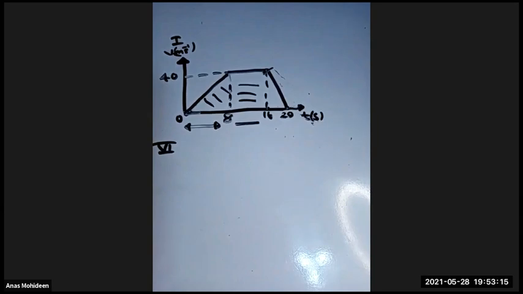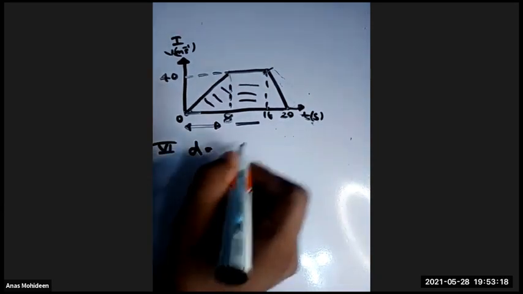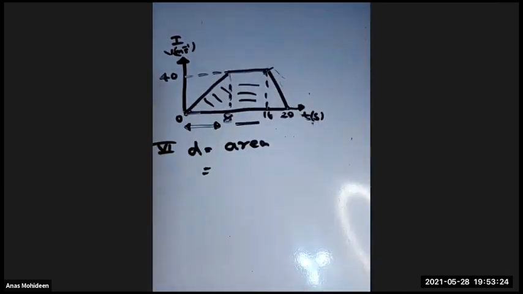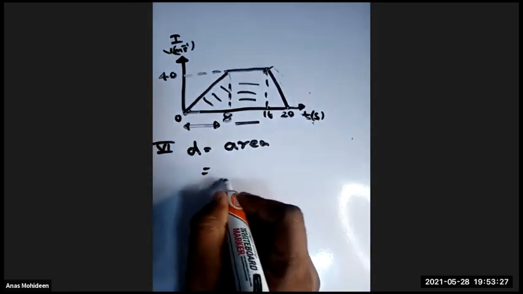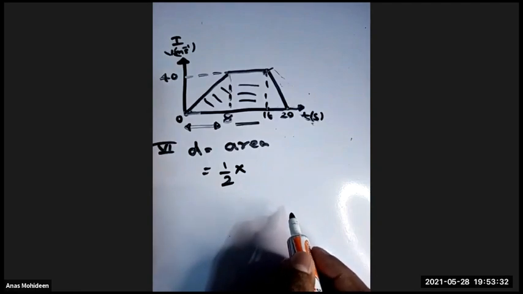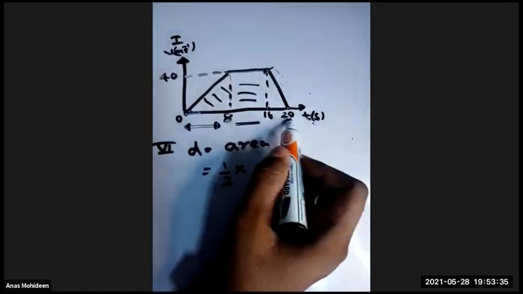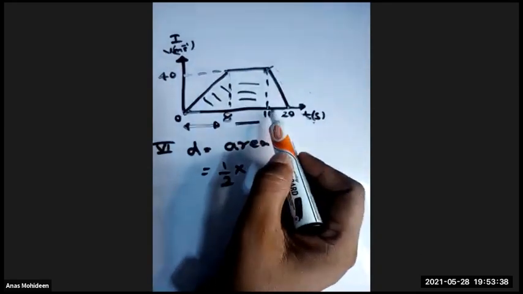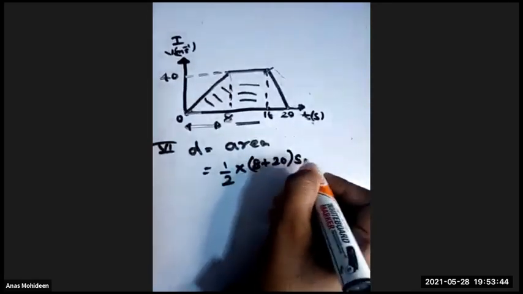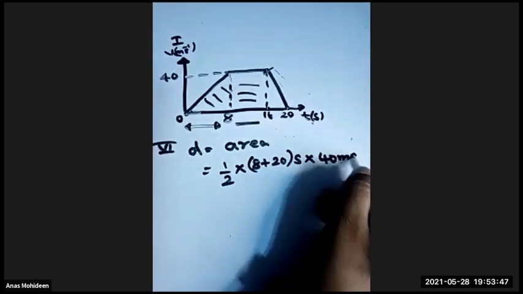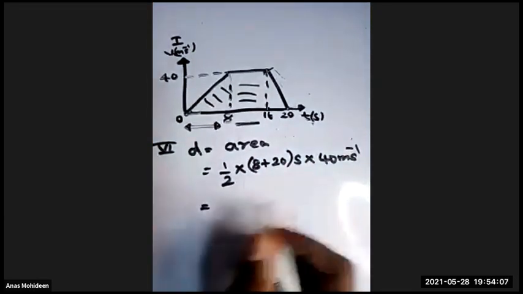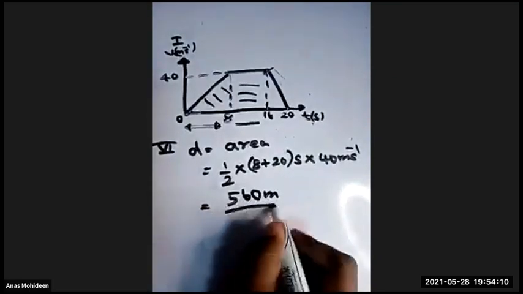How do we find it out using the graphs? Using the graphs, it's very easy. Displacement equals the area of the total graph. So since it is a trapezium, we can go for half into the sum of the two parallel lines into the vertical height. Sum of the two parallel lines, here it's 20 and here it's 16 minus 8, that means 8. So I'm going to take 8 plus 20, that should be in seconds, into the height, 40 ms⁻¹. Here too you get the same answer. If you simplify, it's 560 meters.